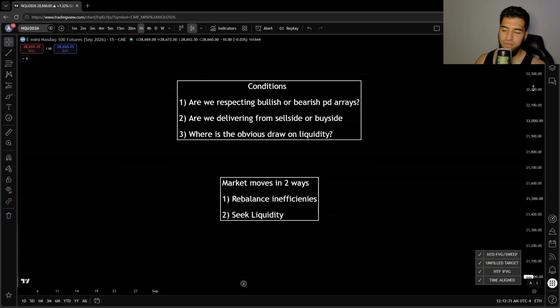So that's about it for this video, guys. It's simple conditional work where you set yourself up for two scenarios. You'd be like, hey, if this and this and that happens, I'm going to be bullish taking longs, and if that and that happens, I'll be bearish and taking shorts. That alone will absolutely eliminate all of the guesswork.